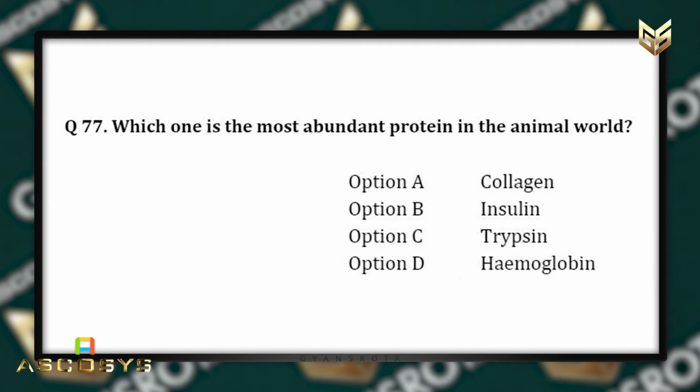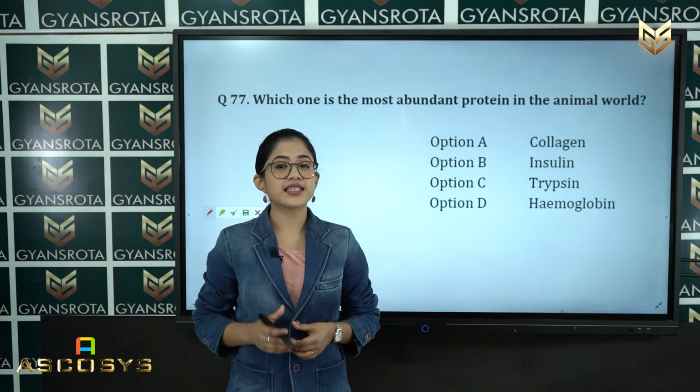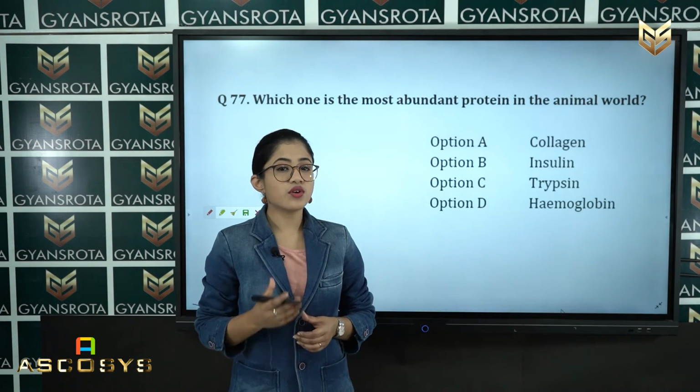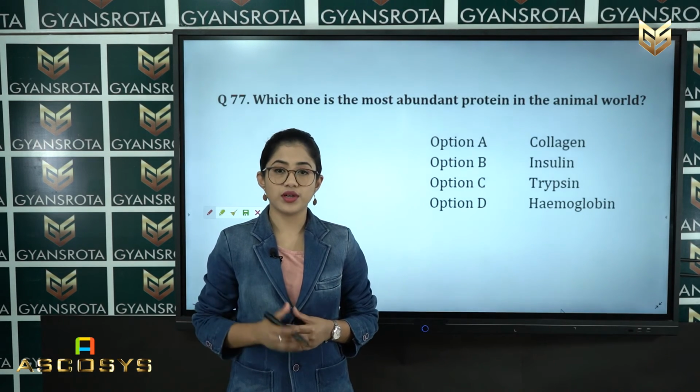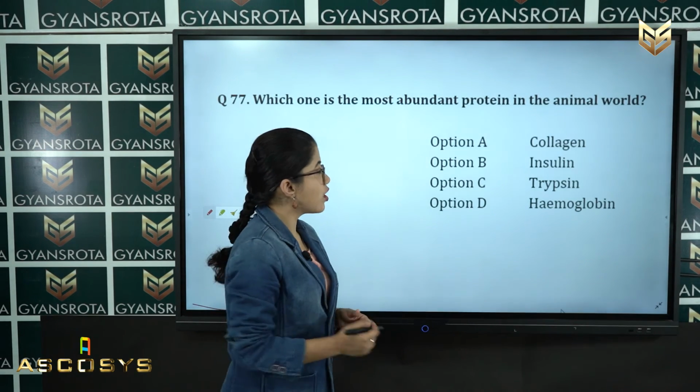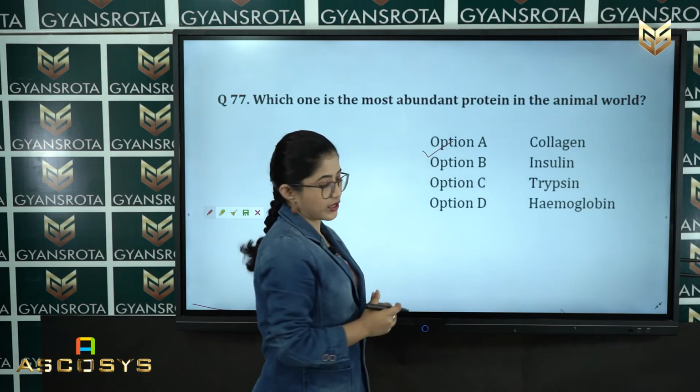Which one is the most abundant protein in the animal world? Option A, collagen, option B, insulin, option C, trypsin and option D, hemoglobin. Student, this is a very easy question. So, collagen is the most abundant protein in the animal world. So, from these four options, option A is the correct one.